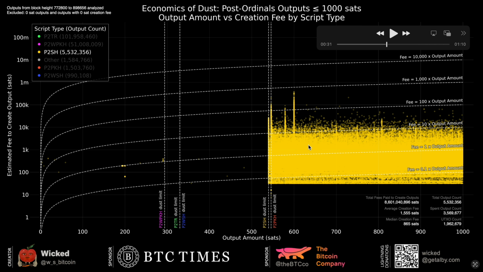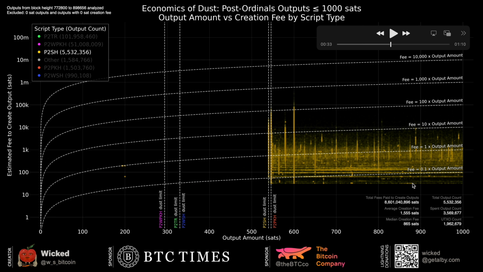For pay to script hash, this one was even crazier, right? There were 5.5 million created, but only a little bit over 100,000 on the dust limit. Everything else was above, and then there were a bit more on this P2PKH dust limit, right? But very few relative to the rest of them were actually at the dust limit here. So that was an interesting anomaly.